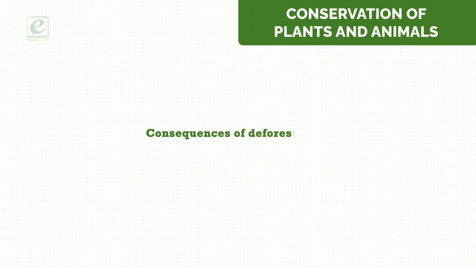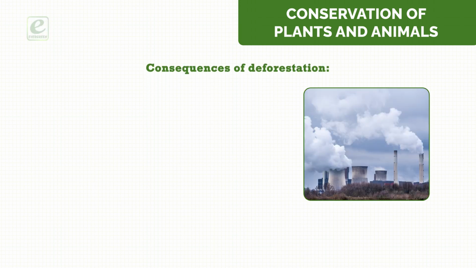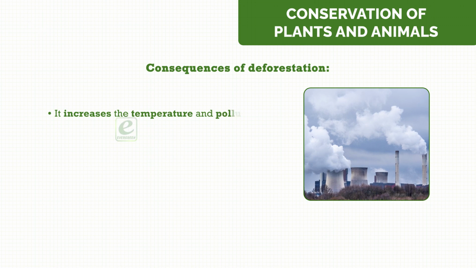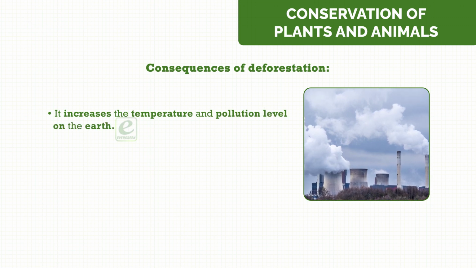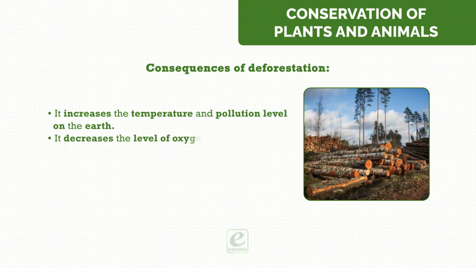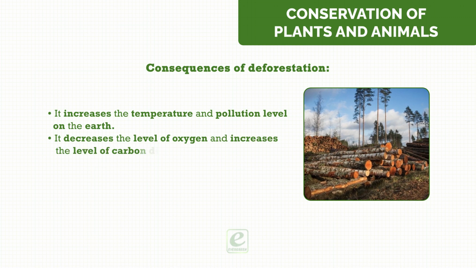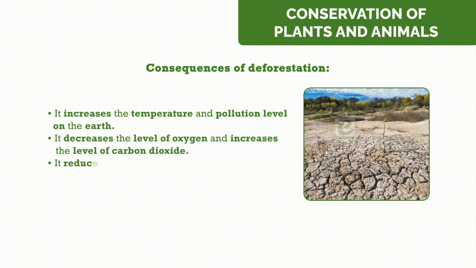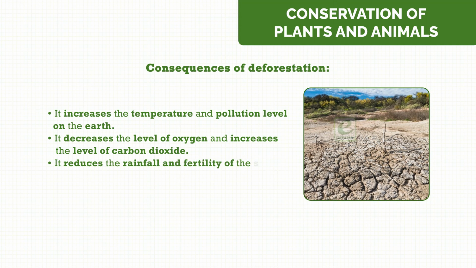Consequences of deforestation. It increases the temperature and pollution level on the earth. It decreases the level of oxygen and increases the level of carbon dioxide. It reduces the rainfall and fertility of the soil.